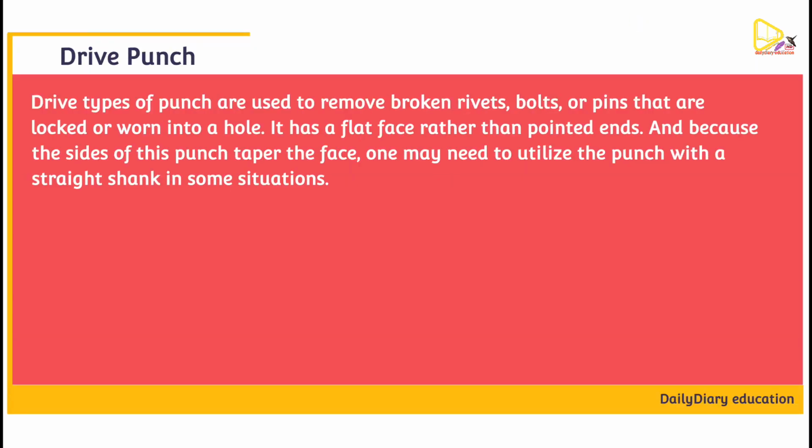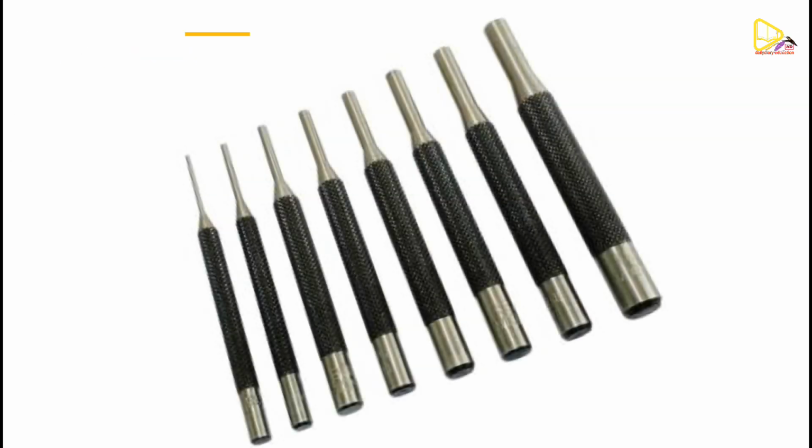Drive punch. Drive types of punch are used to remove broken rivets, bolts, or pins that are locked or worn into a hole. It has a flat face rather than pointed ends. And because the sides of this punch taper the face, one may need to utilize the punch with a straight shank in some situations.